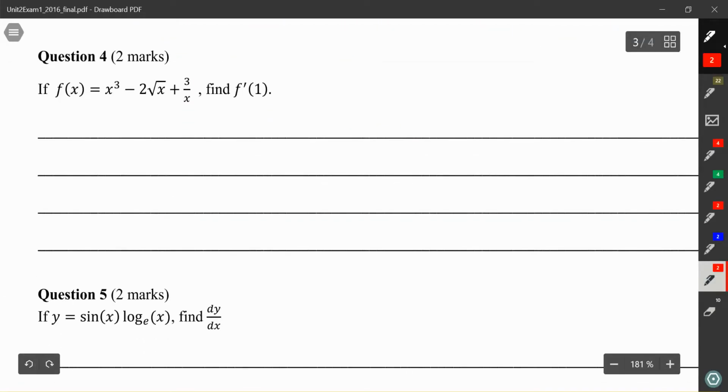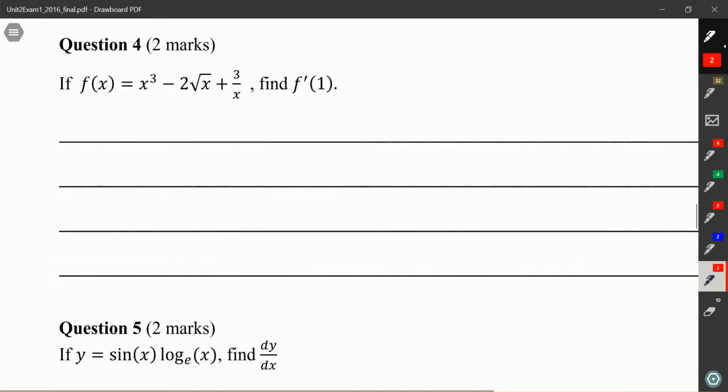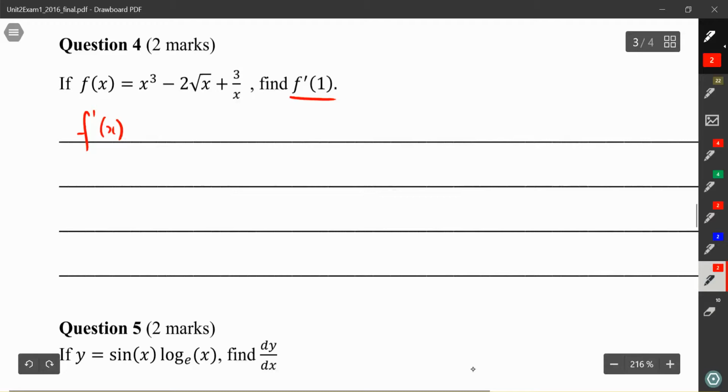Question 4. What does it want me to do? It says find f dash of 1. So f dash is what I need to find first. F dash is the derivative. Most of us can do this one now. Derivative of x cubed is 3x squared minus. Now some students may struggle with the third. Another way of thinking about this is that it's minus 2 times x to the power of, now a square root is the same thing as power of a half.